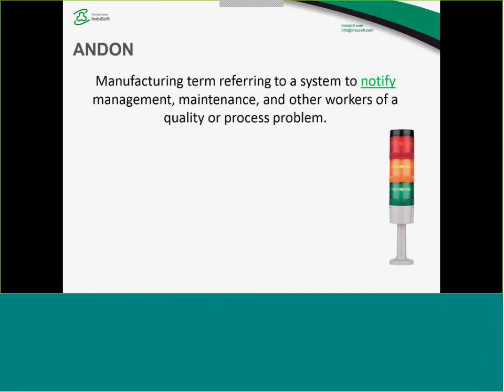In general, Andon is defined as a manufacturing term referring to a system that notifies management, maintenance, and other workers of a quality or process problem. In other words, the whole idea is to create a system where if a problem happens, the correct people are notified as fast as possible so they can fix the problem as fast as possible and minimize the downtime and all the costs associated with the downtime, increasing the overall productivity.